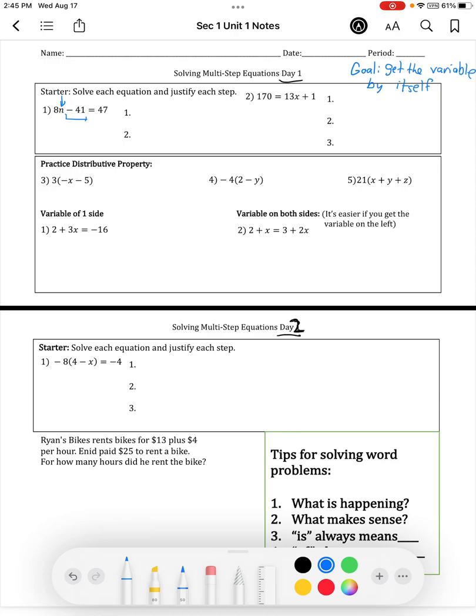So what is the opposite of subtraction, which is what's currently happening? Addition. So we have to add 41 to both sides. So let's go ahead and do so. I'm going to erase these little marks that I made earlier. I'm going to just add 41 to both sides. Why can we do that? It's the addition property of equality. From here, we get 8n is equal to 88.